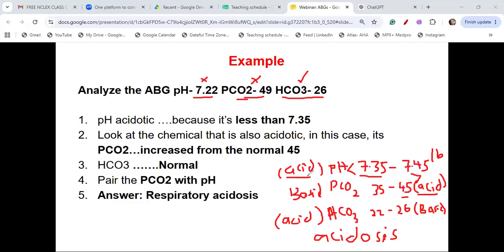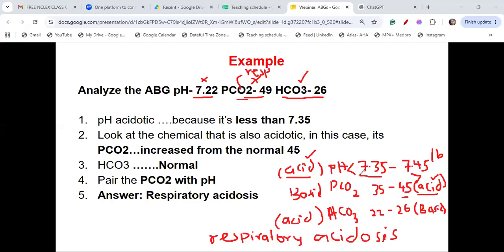Does it match your pH? Your pH is acidic, whereas your CO2 is acidic. So they are matching. And I say, whenever they match, that gives you the problem. So the problem is respiratory. And I say, whenever you have CO2, the problem is respiratory in nature. If bicarbonates are the ones that are matching, then the problem is metabolic in nature. I hope that is clear. So, hence the name respiratory acidosis.